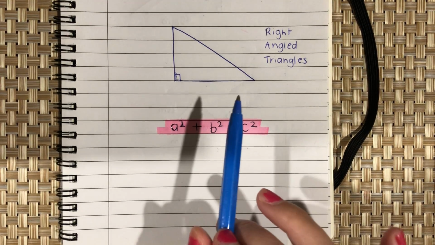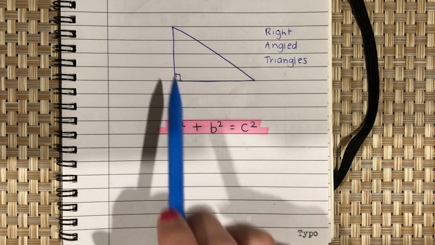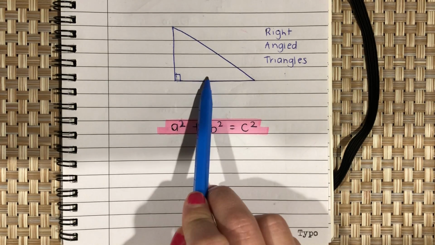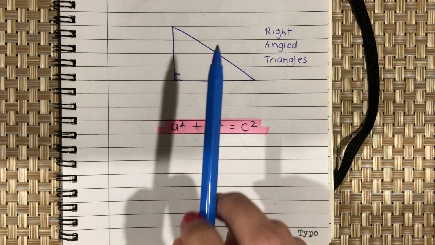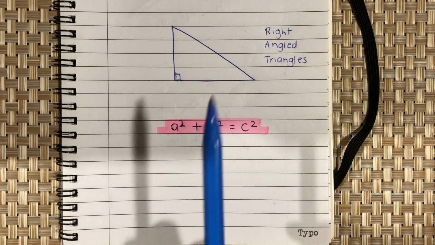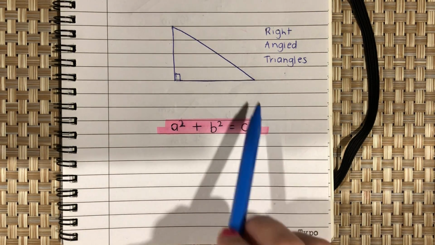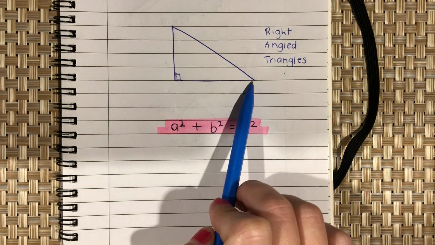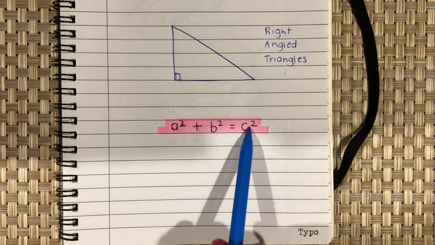Technically, it doesn't matter which one's which. It doesn't matter which one you call A. It doesn't matter which one you call B. I could call this side A or I could call it B. I could call this one here A or I could call it B. The only thing that matters is you are only allowed to call the longest side in the triangle your C. You are not allowed to make the longest side in the triangle an A or a B. It's only allowed to be a C.